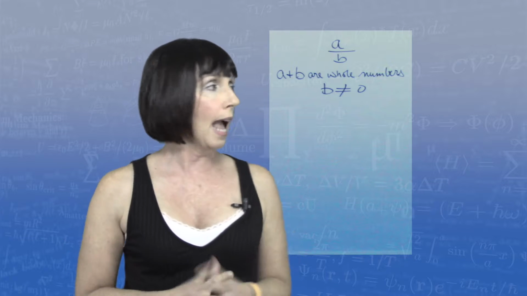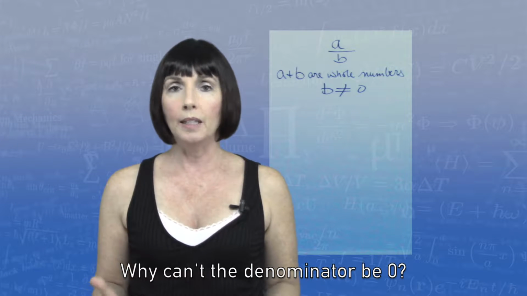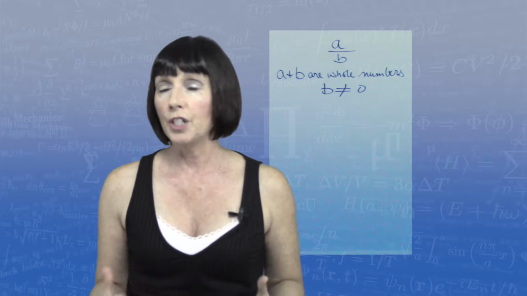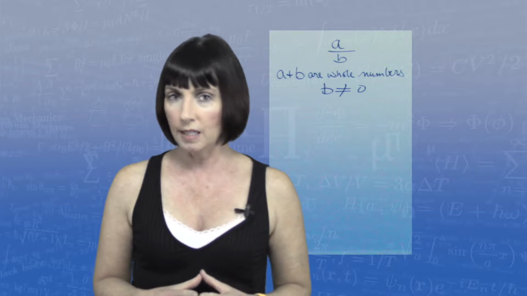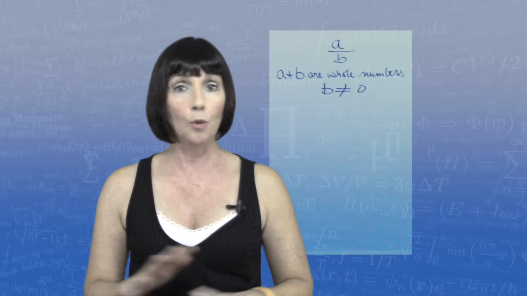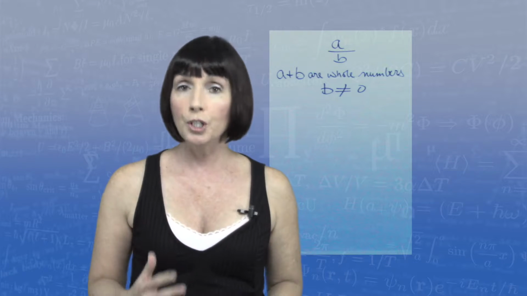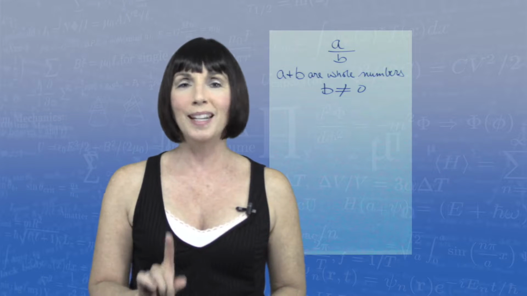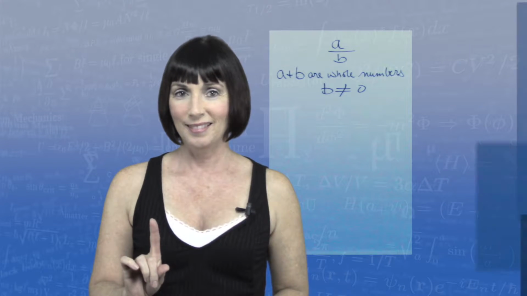You might also be asking, why can't the denominator be equal to 0? Fractions are interpreted as division, and when we try to divide by 0, things break down and don't make any sense. So division by 0 is undefined. Therefore, no denominators equal to 0.